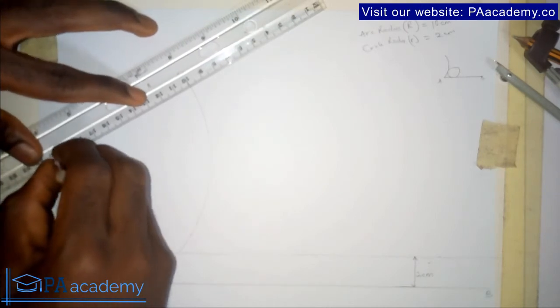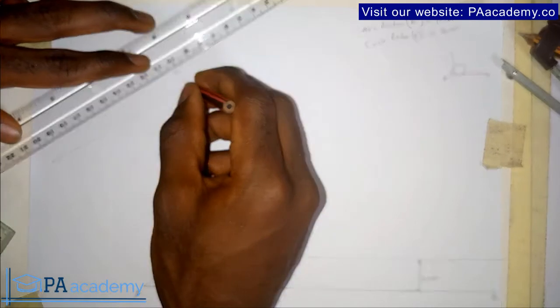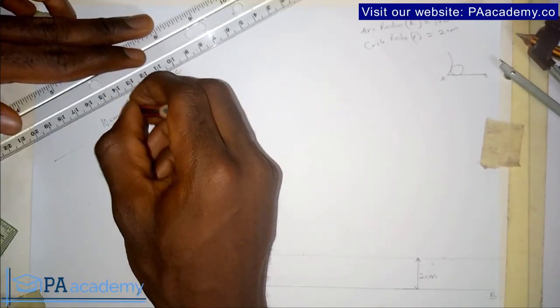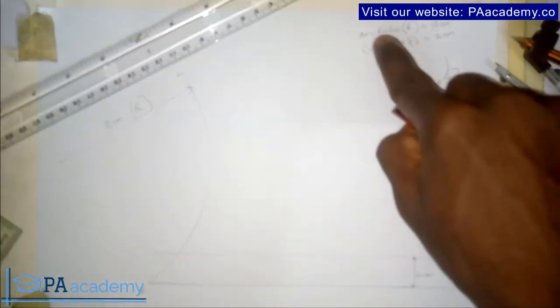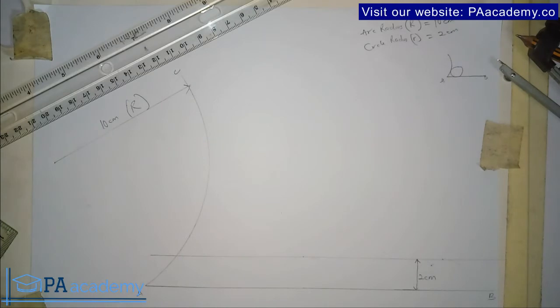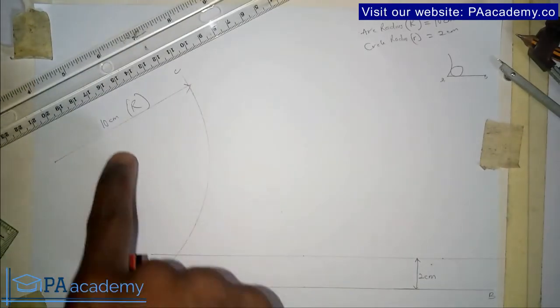So this here, the distance from here to the arc is 10 centimeter, which is capital R. That is the arc radius, 10 centimeter. Okay, all right, 10 centimeter. So now I'm going to draw another arc of 10 centimeter.